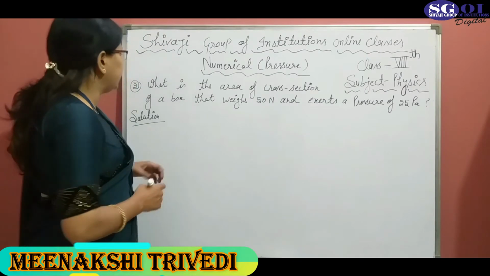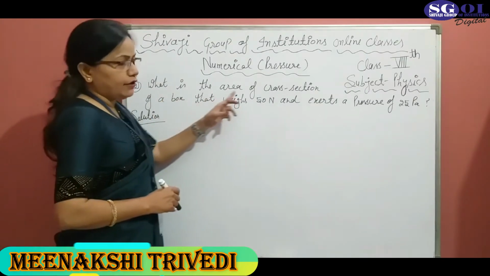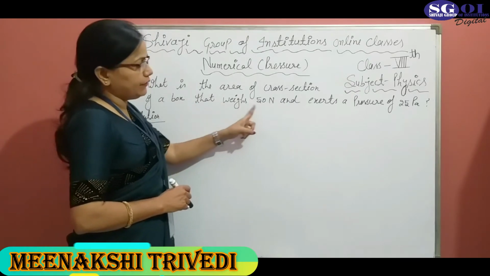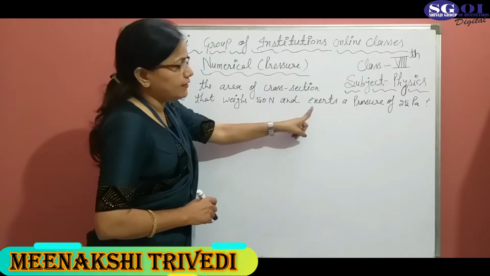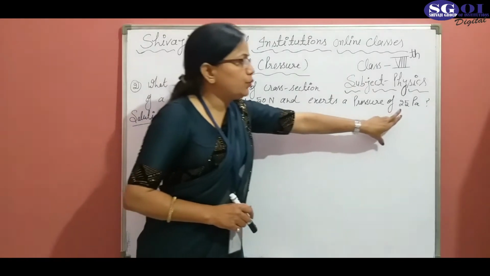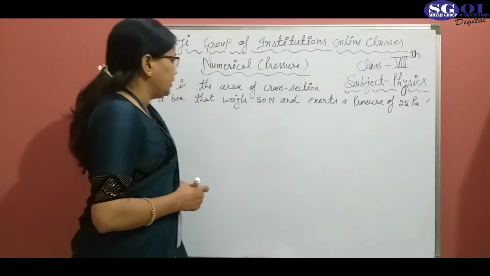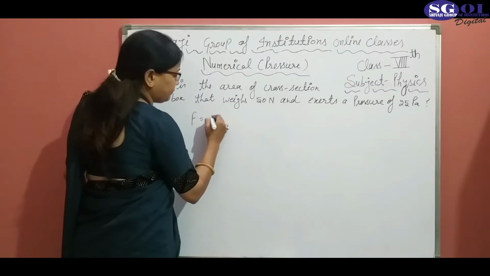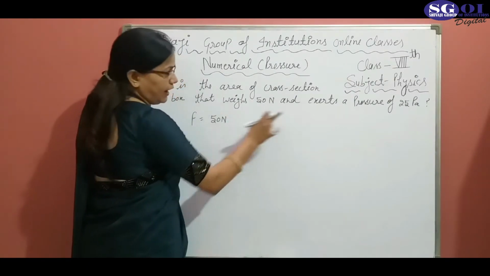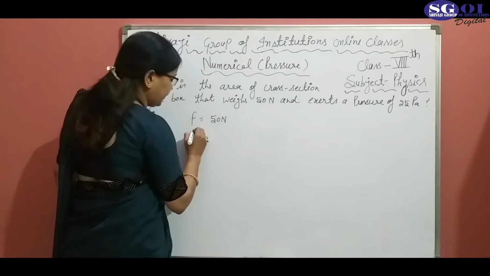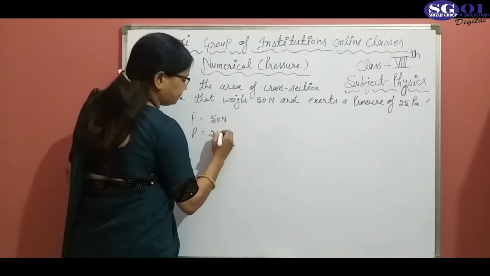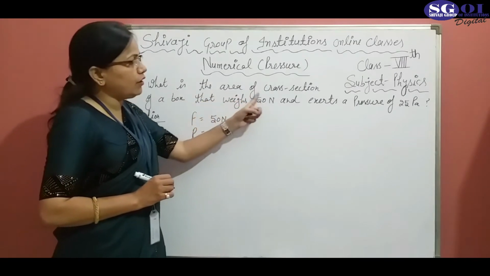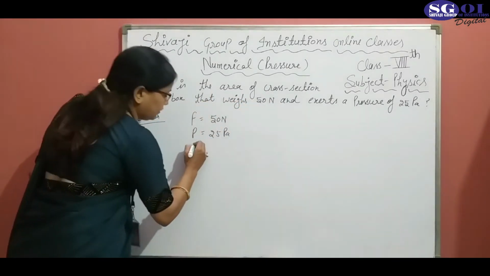Now the second numerical is: what is the area of cross section of a box that weighs 50 Newton and exerts a pressure of 25 Pascal? Student, in this question, force is 50 Newton and pressure is 25 Pascal. And we have to find out area of cross section.